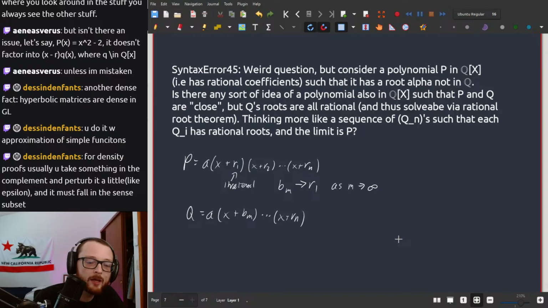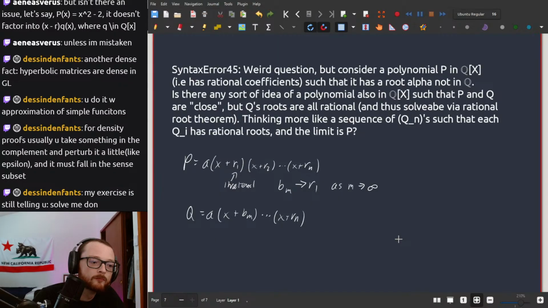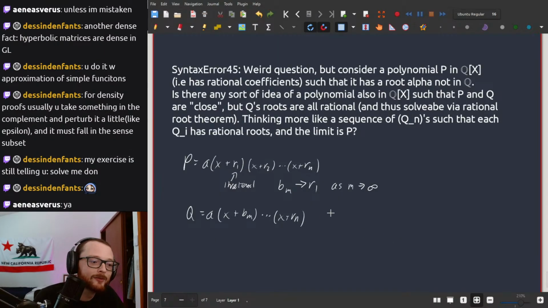Yeah, I assume it needs to come about this problem. It actually does look kind of interesting, but I'm not going to, at least not right now. Yeah, that's true, Aeneas.